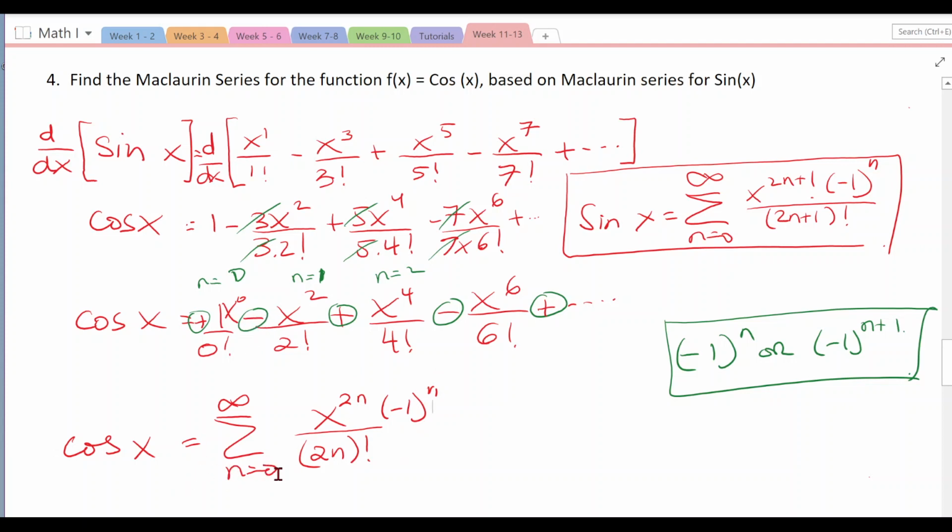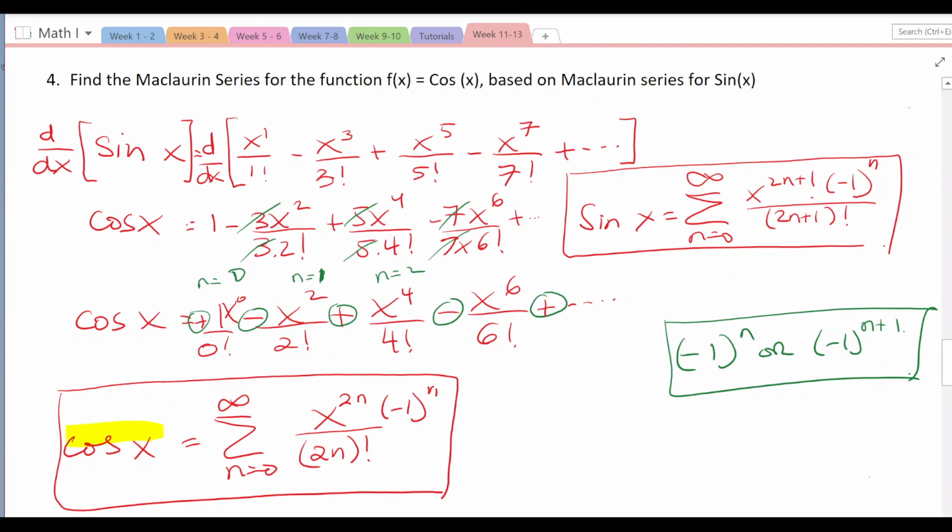And for the third, n equals 2, negative 1 to the power of 2 is simply 1, so this is positive. And then this becomes x to the power of 4 over 4 factorial, and so on. So now we have the final expression of cos x in terms of a power series.